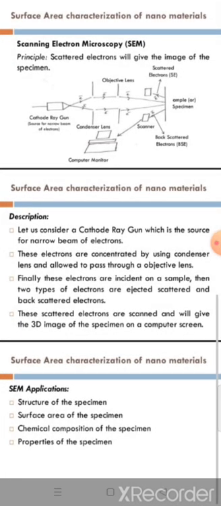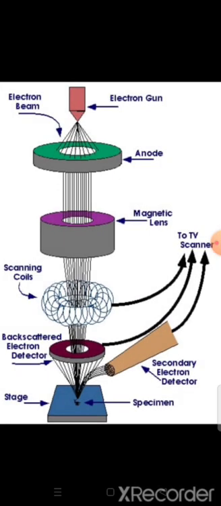Next, scanning electron microscopy. A scanning electron microscope is arranged in this way. Here is the specimen, and the electron gun, that is the cathode electron gun, and next the anode and magnetic lenses, and there are scanning coils and the projector lens, and next the surface area.